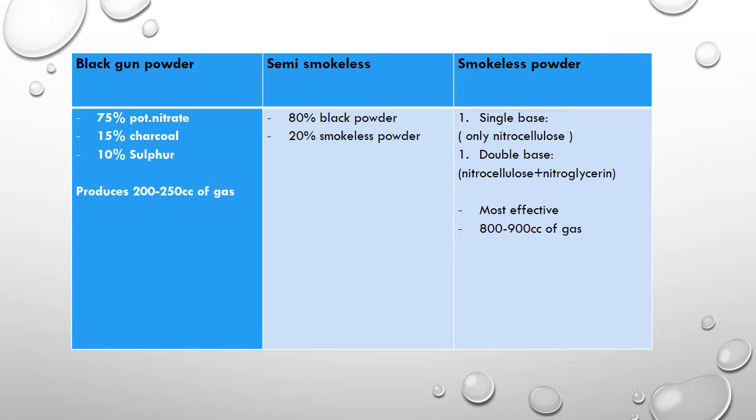Next is smokeless powder. Smokeless powder may be single based or double based. Single based contains only nitrocellulose. Double based smokeless powder contains nitrocellulose along with nitroglycerin. It is the most effective type of gunpowder which will produce around 800 to 900 cc of gas. And in between there is semi-smokeless gunpowder which contains 80% of black gunpowder and 20% of smokeless powder.